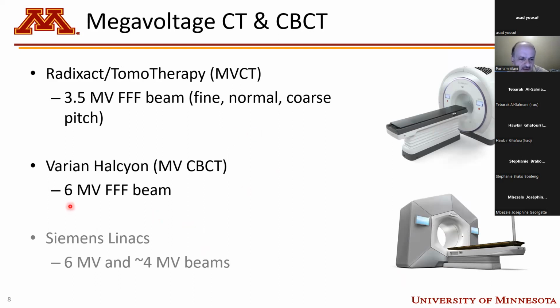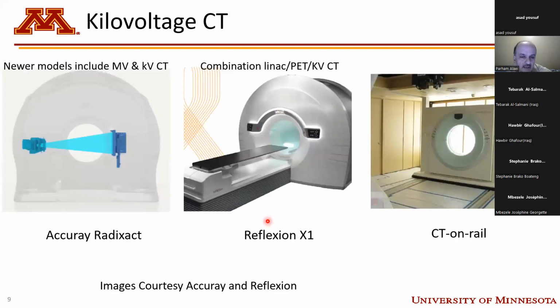The Varian Halcyon is a 6 MV flattening-filter-free beam, which is this one, and then the Siemens LINAC had two different imaging beam energies, 6 MV and 4 MV, but again, they are not built anymore. And the kilovoltage CT, CT on rail, has traditionally been used mostly in the proton centers.